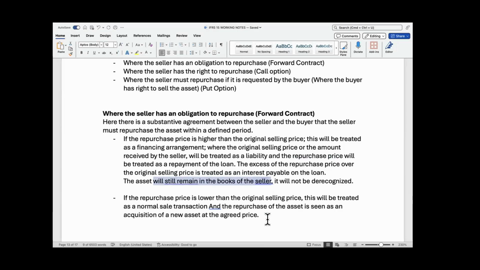But if it's the other way around, where the repurchase price is lower than the original selling price, then we're going to treat it as a normal sale transaction. And the repurchase of the asset is seen as an acquisition of a new asset.